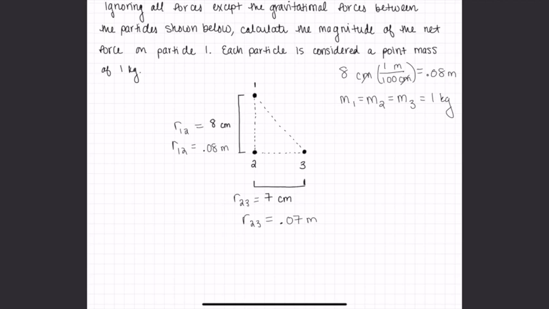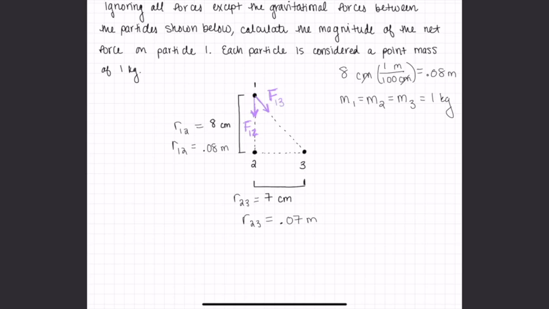Okay, so then the other thing I want to do on here is I want to draw our forces. So if we are looking at the net gravitational forces acting on particle 1, we're going to have one gravitational force pointing from 1 towards 2. That'll be from the gravitational attraction between those two particles. So I'll call that F12. And then we will have another force acting from 1 pointed towards particle 3. That'll be the attractive gravitational force between those two particles, and I'll call that F13.